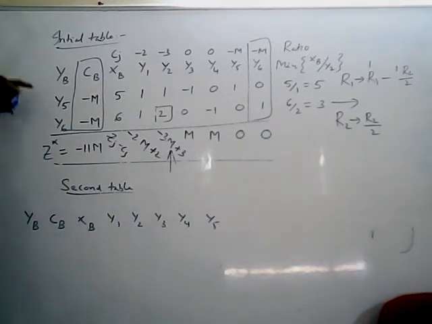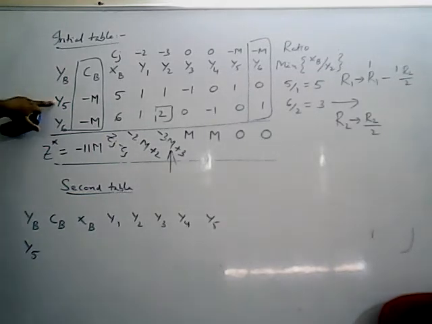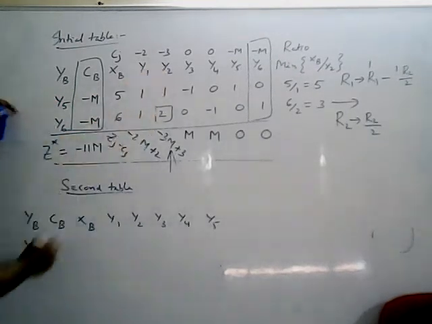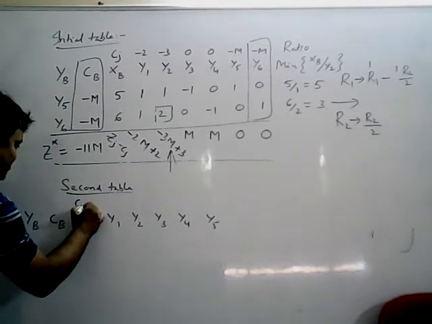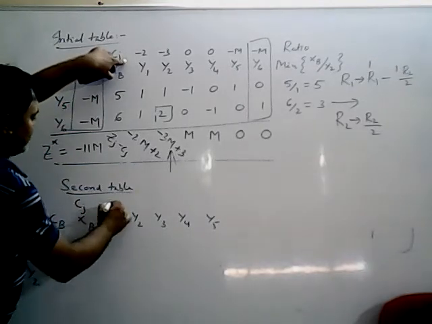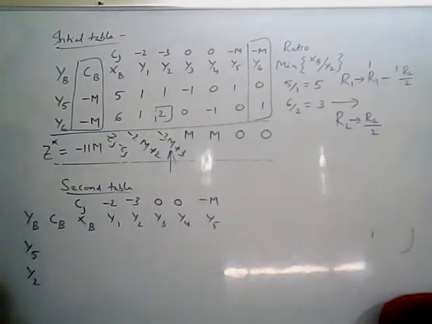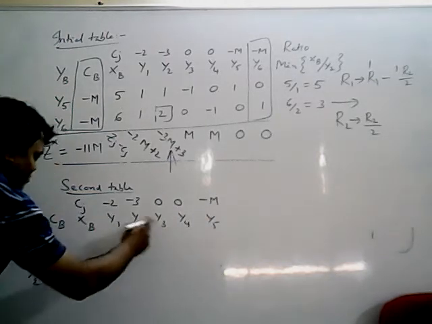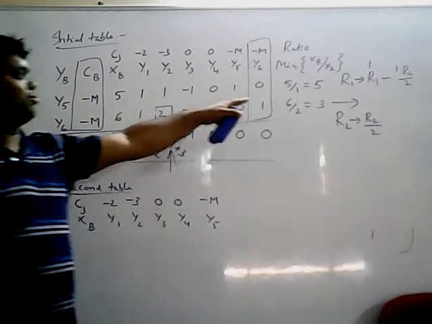Now what are the variables? Y5 is not deleted, so Y5 will be as it is. Y6 is deleted. In place of Y6, which variable enters? Y2 enters. Y6 is replaced by Y2, so the basis is Y5, Y2. First you have to make the cost row Cj. The values are -2, -3, 0, 0, -m, because Y6 is deleted. Now see, the Y5 variable cost is -m and the Y2 variable cost is -3. The remaining values you get using these operations.